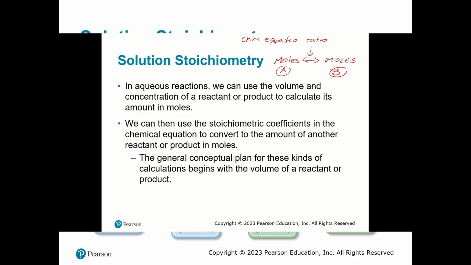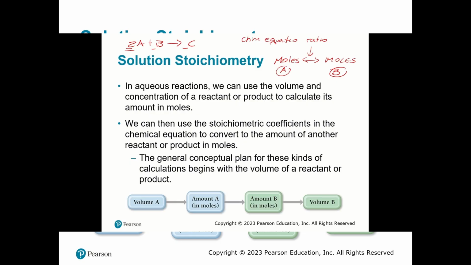So what is the chemical equation ratio? It's the stoichiometric coefficients. Imagine if I have 2A plus B gives C. So that's 2 here, and 1 here, and 1 here. When you don't see a number, it is 1. So I have 2 moles of A that require 1 mole of B to produce 1 mole of C.